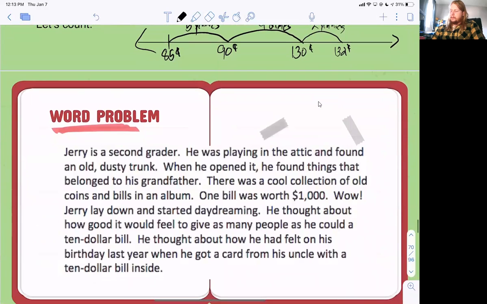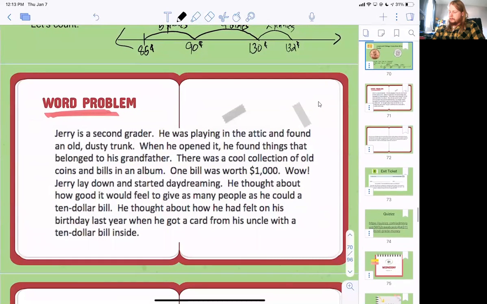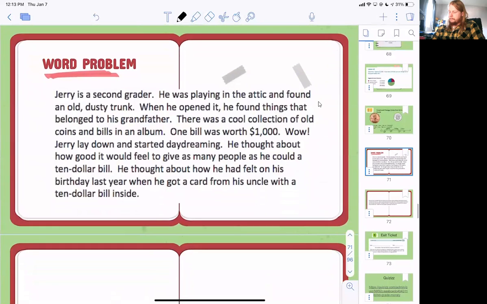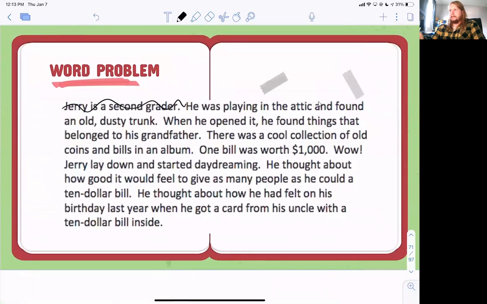So what we're going to do here is I'm going to make another page so we can work on this together after I find it. Okay, there we go. So let's go ahead and label things that are important. So Jerry's a second grader. Is that necessary to the problem? No, we don't need to worry about that. He was playing in the attic and found a dusty old trunk. Is that something that's important to the math problem? No, it's important to the story, but not the math problem.